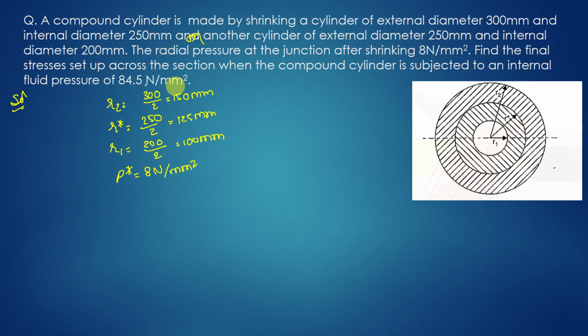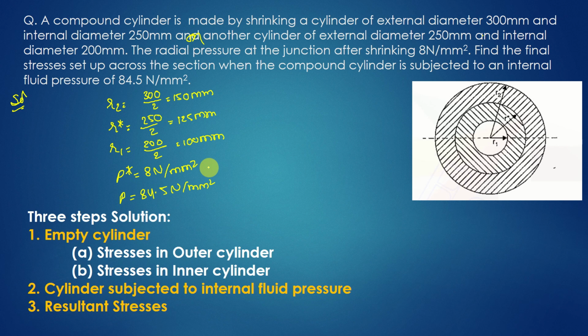Find the final stresses set up across the section when the compound cylinder is subjected to internal fluid pressure. So internal fluid pressure is given as 84.5 Newton per mm square. Again we have a three-step solution here. That is, we have to find out stresses in the empty cylinder, outer cylinder and inner cylinder. Later we have to find out stresses in the compound cylinder with fluid pressure. Later we have to join them and use them in order to find out resultant stresses. Let us see step by step.